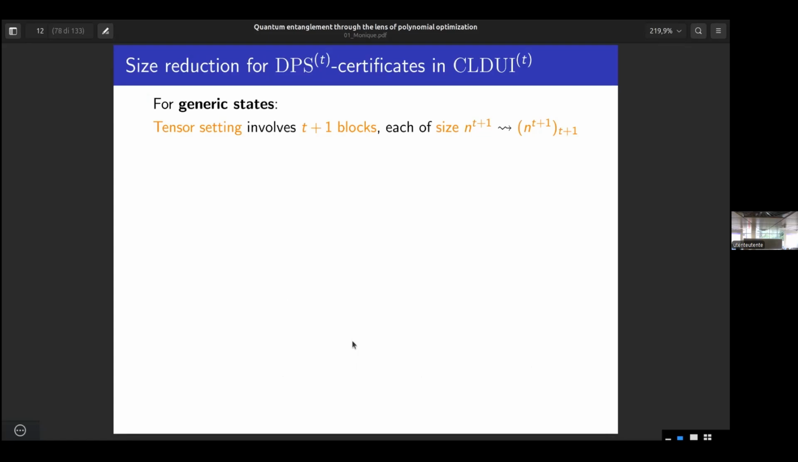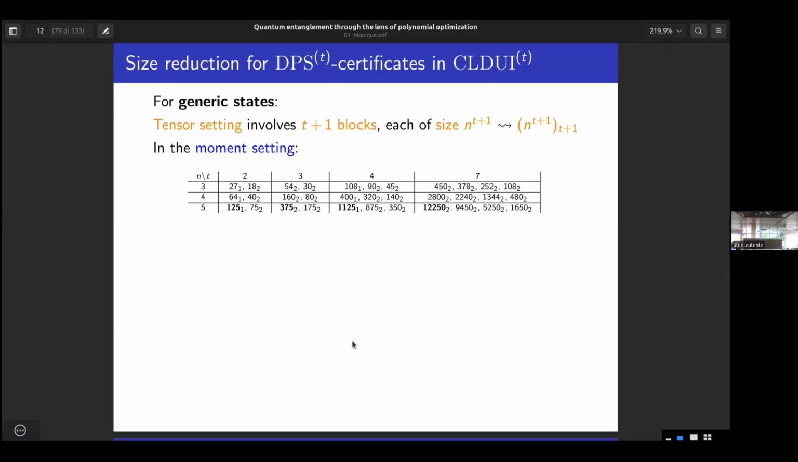So let's see now, I'm claiming the DPST certificate is easier for CLDUI states, for states with this nice diagonal invariance property. And how does it behave numerically? How do the block sizes compare? Generically, in the tensor setting, the DPST hierarchy would involve T plus 1 blocks, each of size n to the T plus 1. That's the state of affairs if we don't do anything.